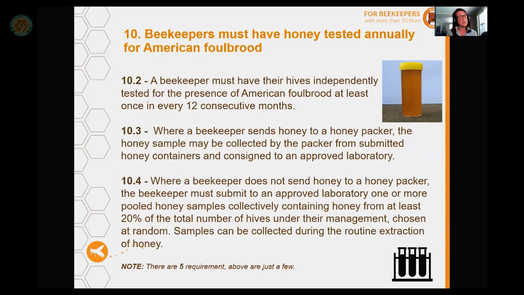Regardless of how many hives you have, all beekeepers, big and small, should monitor their apiary for AFB. So while this section of the code is only mandatory for beekeepers managing 50 or more hives, smaller beekeepers are strongly encouraged to regularly test their hives for the presence of AFB also.